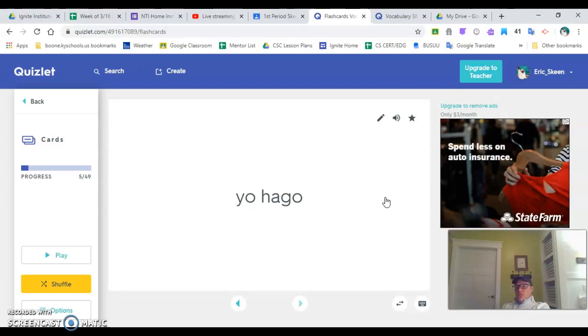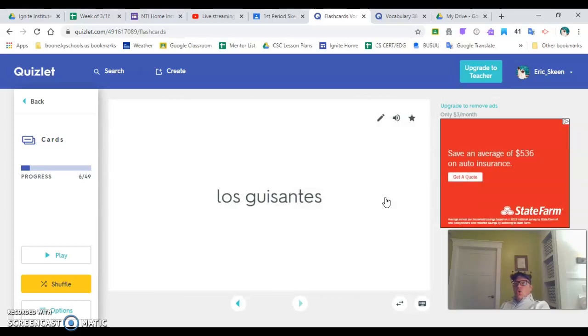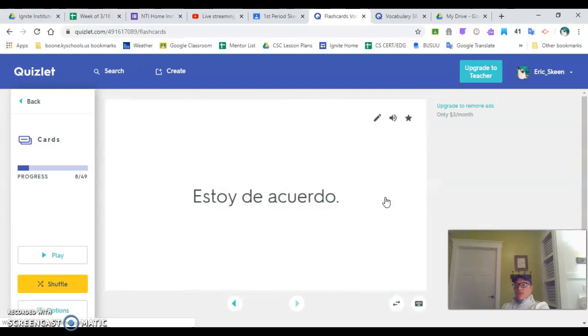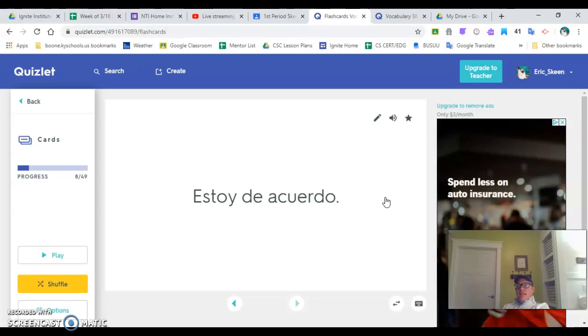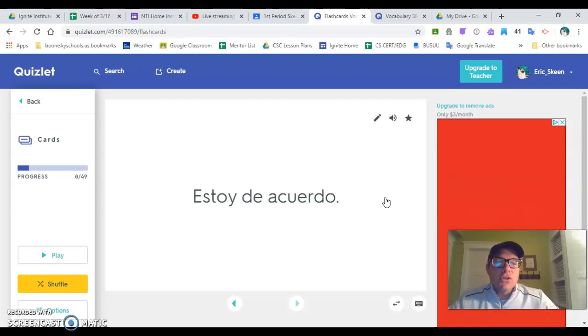Next one is the verb hacer. We'll touch base on this one a little bit later, but you'll notice that this one is yo hago. Again, pronunciation, that H sound disappears. Yo hago. The next one is los guisantes. Los guisantes are peas. The next one is las papas. Remember papas fritas? Here you have las papas, or simply potatoes. The next one is estoy de acuerdo. Estoy de acuerdo is to agree. Yo estoy. I am of agreement.